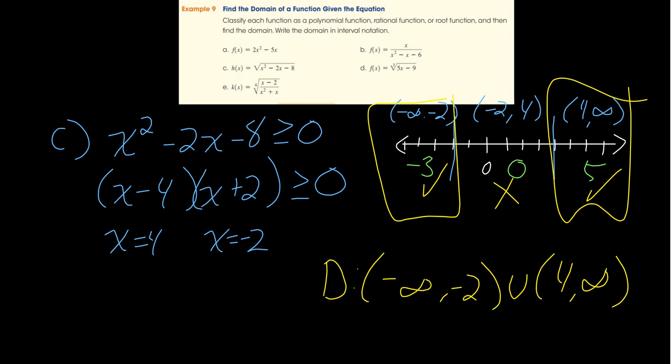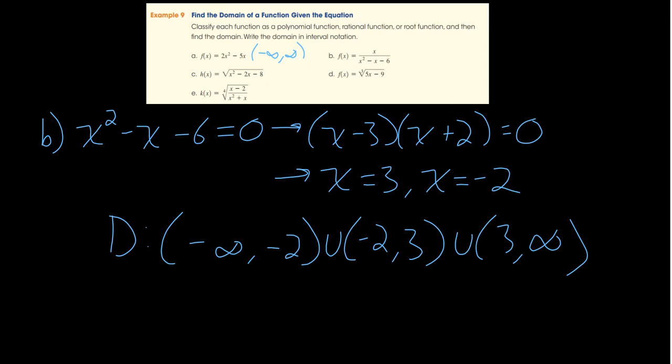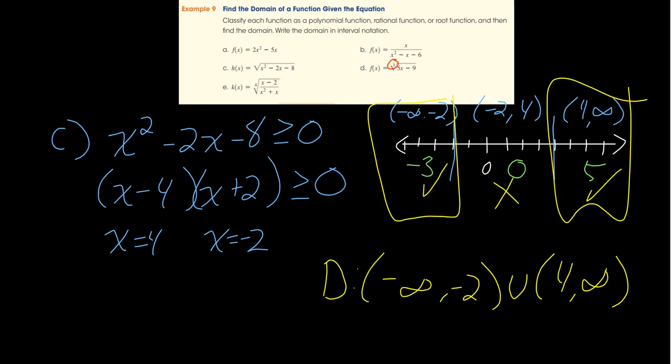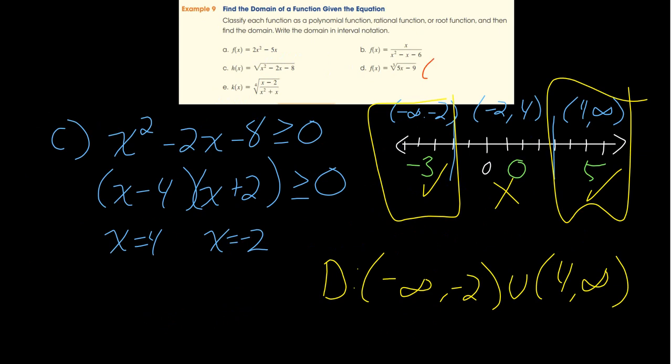If we go back to my domain Bible, I said if we have a variable in an even indexed radical, that's an issue. But this is an odd index radical, so it does not violate either of these two criteria. Therefore, its domain will be from negative infinity to positive infinity. And again, E is a little bit trickier. You have to combine a couple of things, but the solution is in the textbook. I'm going to end this lecture right now. That's the conclusion of Chapter 3, Section 1.